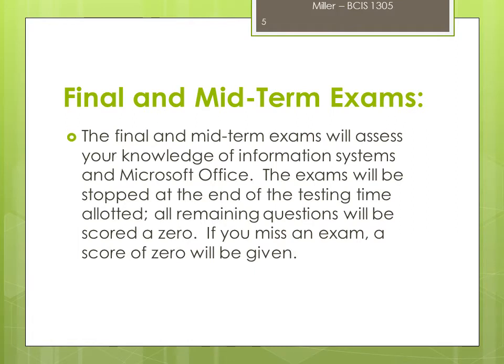The final and midterm exam will assess your knowledge of information systems in Microsoft Office. The exams will be stopped at the end of the testing time allotted. All remaining questions will be scored as 0. If you miss an exam, a score of 0 will be given. So what does that look like for an online class? You'll be given a testing window to take your midterm and final. You must finish your midterm and final before the testing window ends.